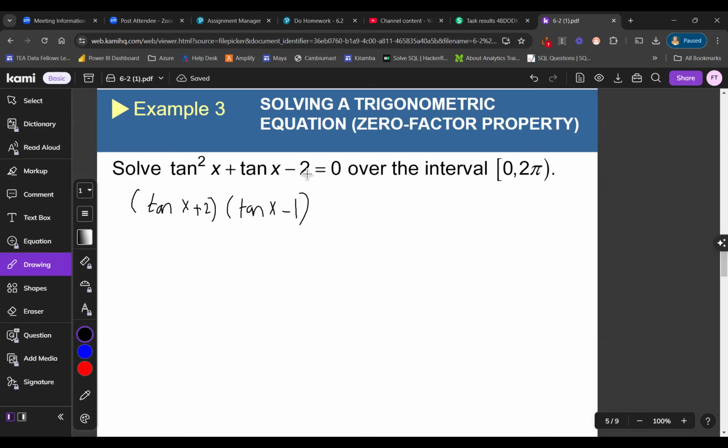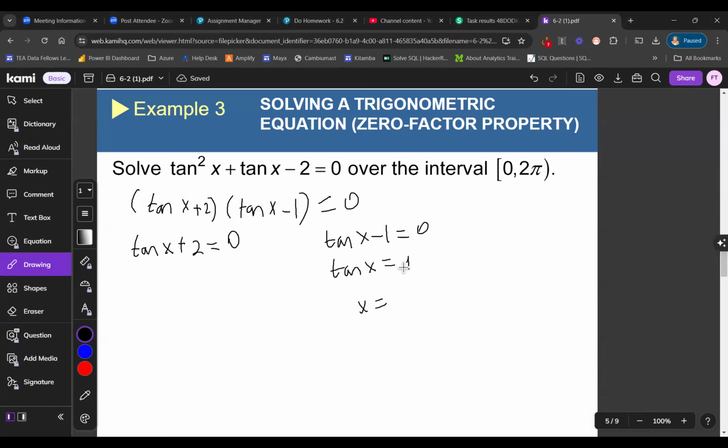How did I get this answer? Because I need two numbers. When I multiply them, their product is negative 2. When I add them, their sum is 1, and this is the correct factoring. When the factoring is done and this equation is set to 0, we're going to set each factor to 0. So the first factor is tan x plus 2, and I have to set this to 0, and tan x minus 1 is set to 0. And tan x will be equal to positive 1.